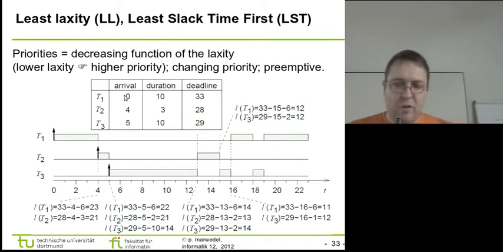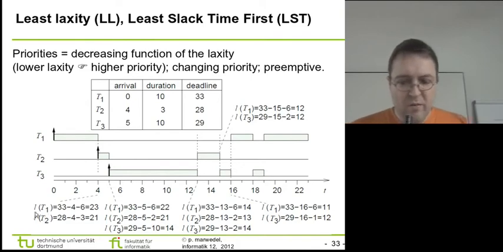Now, as before, at the point in time 0, we start T1. T1 arrives, nothing else is running on the processor, so it can run until time 4. At time 4, T2 arrives, and now at this point in time, we have to check the laxities of both of these tasks. So we calculate the laxity of T1, which is 33, its deadline, minus the already executed units in time, 4, minus the rest of the units in time it has to execute, 6, since its complete duration is 10 units in time.